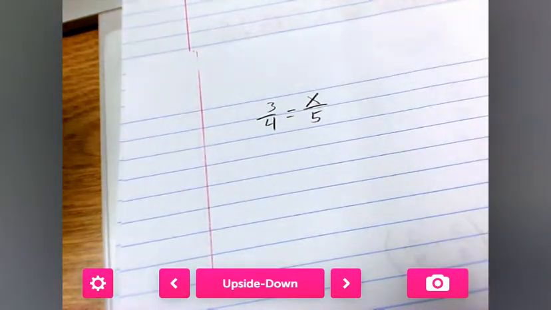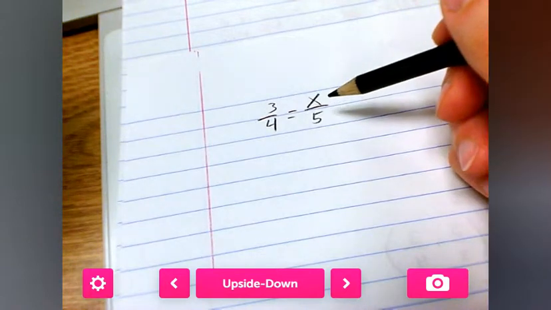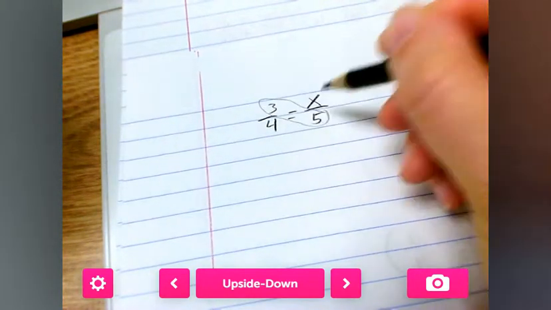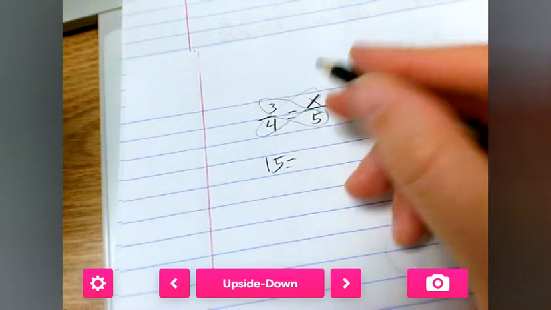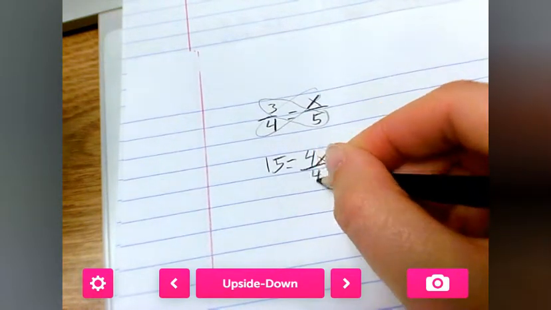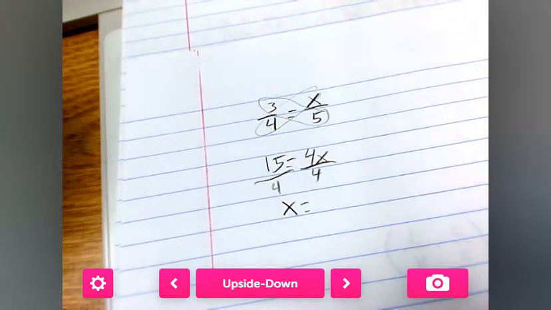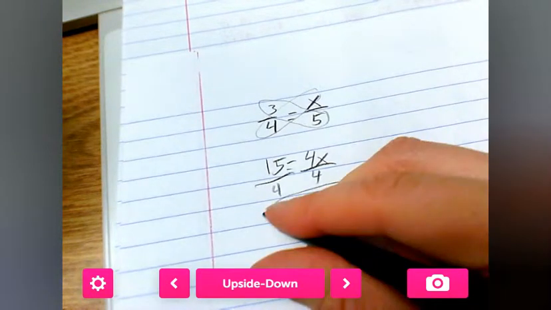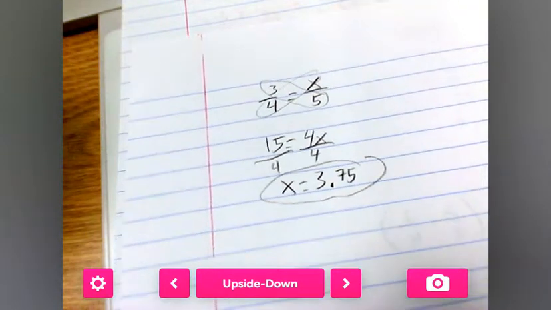What do I do to get x by itself right here? You multiply by 5. Times what by 5? 3. 3 times 5 is 15. 4 times x is 4x. And then you're going to divide by 4. You are going to get a decimal. That's okay. So we're going to go 15 divided by 4 gives me 3.75. Okay. Do we want to try another cross multiplying one? Okay, let's do one more.